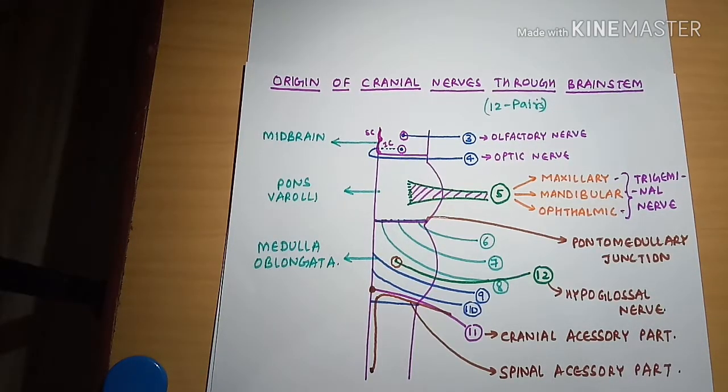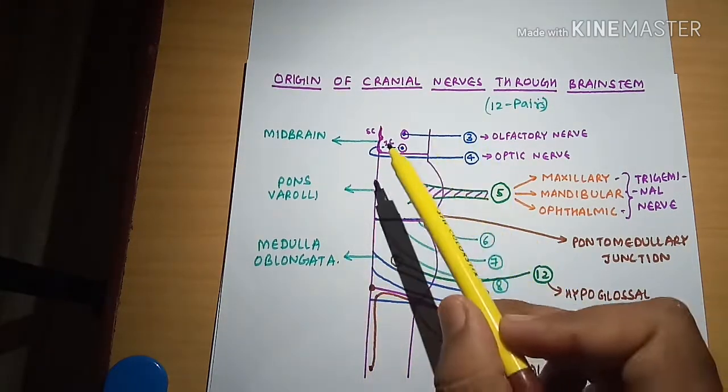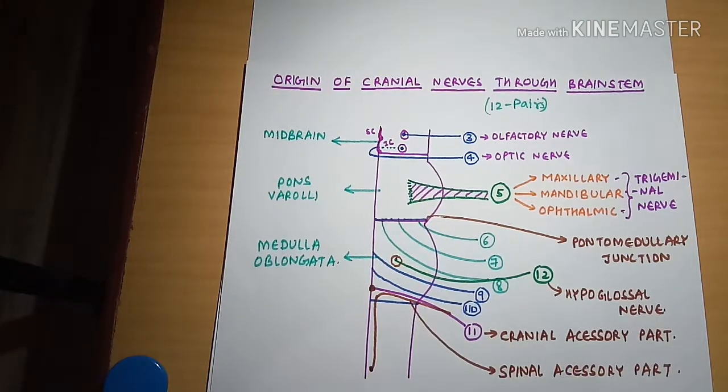Welcome to Easy Medchem. Today our lecture topic is a study about the origin of the cranial nerves through the brainstem. In the previous part of the video, we covered the origin of the cranial nerves through the brainstem from the lateral aspect. Today we will be covering it from the anterior aspect.